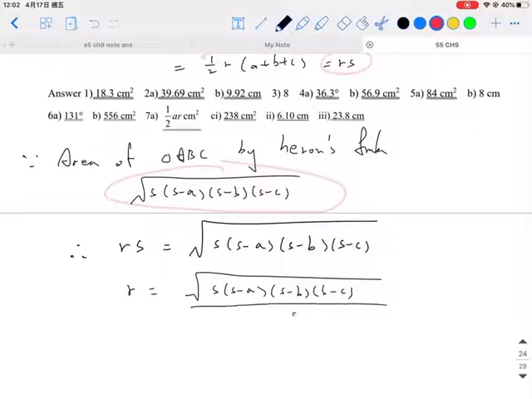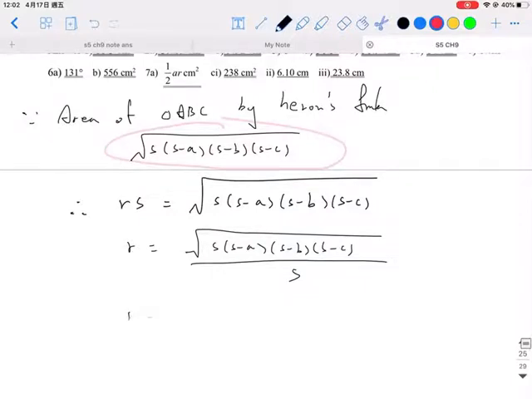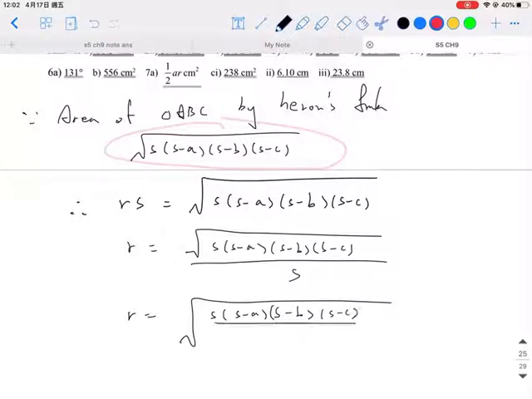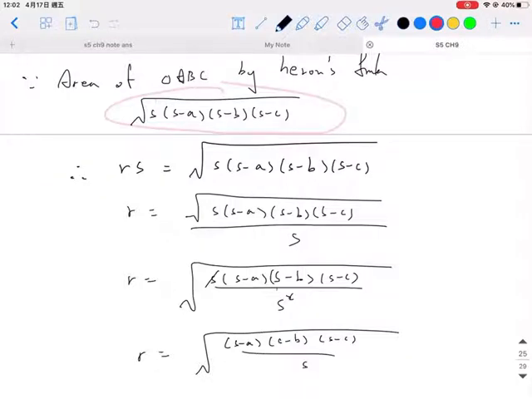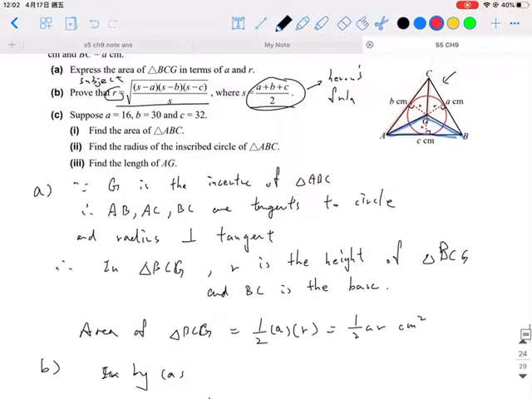R is equal to the square root of this over S. And after some simplification, I can put S back inside the square root by taking S squared. So we have a cancellation. So R should be equal to the square root of (S minus A)(S minus B)(S minus C) over S, which is equal to our question, right?